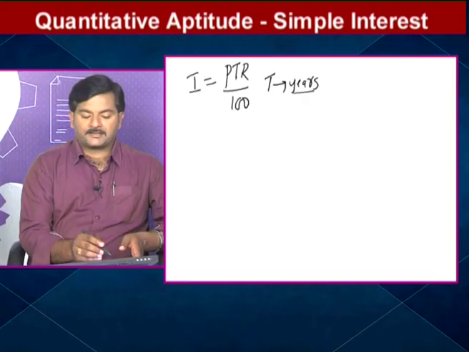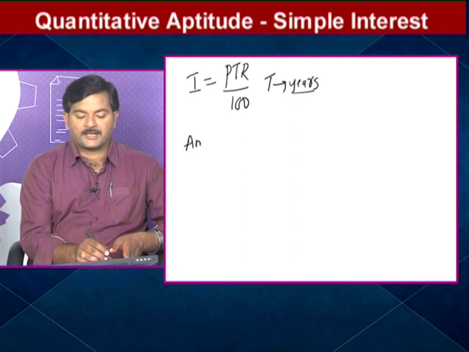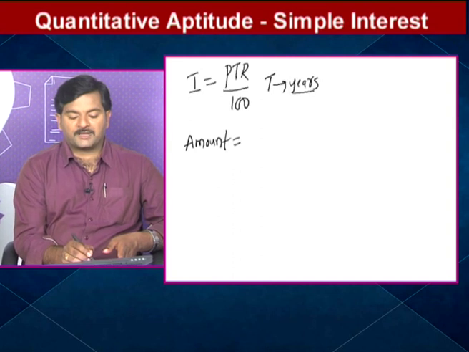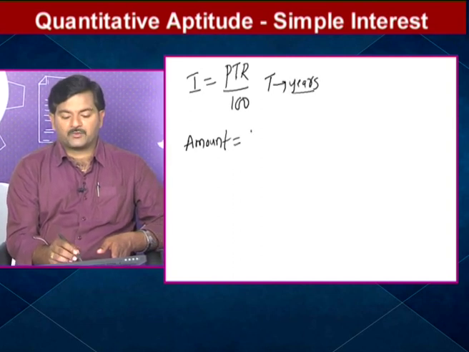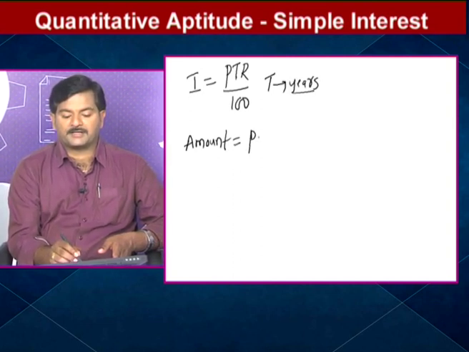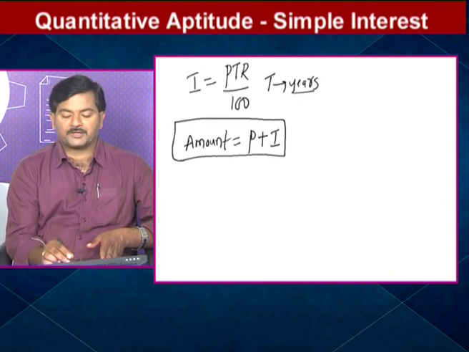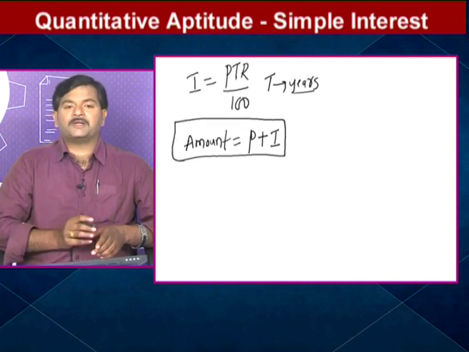And secondly, we have to find out the amount, right? The formula for amount is P plus I. Amount is equals to P plus I. Here P means principal, I means interest. So principal amount plus interest leads to amount. This is also one of the important points in simple interest.